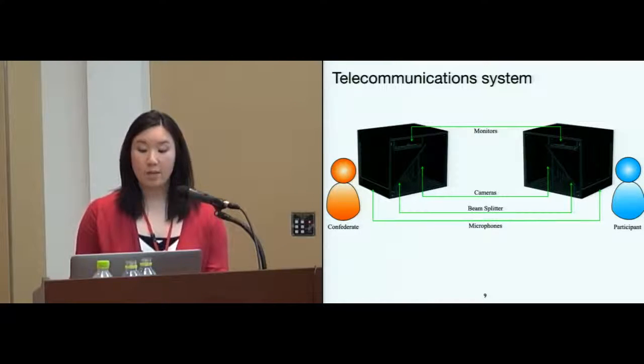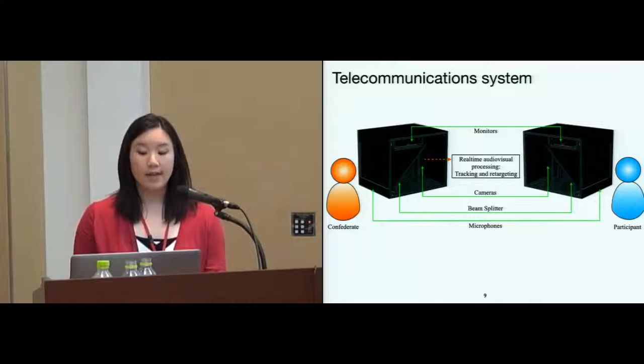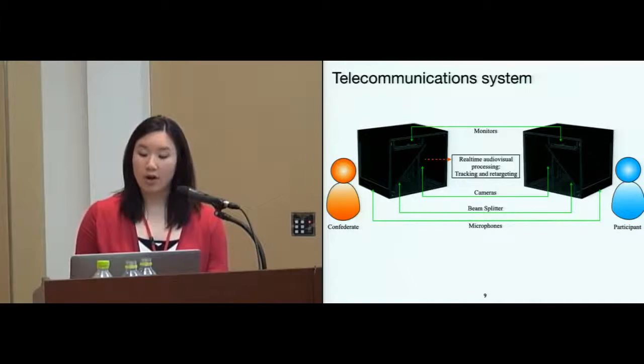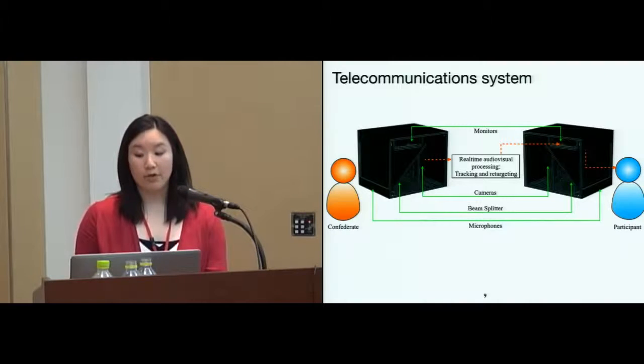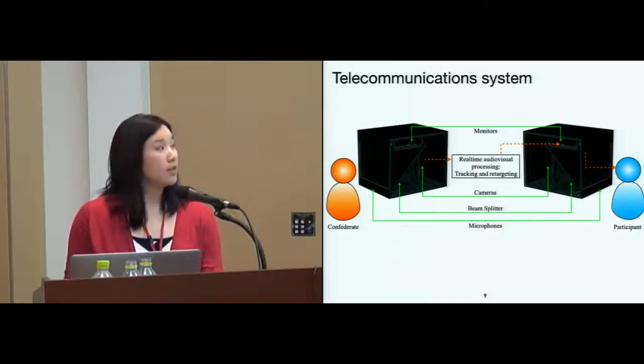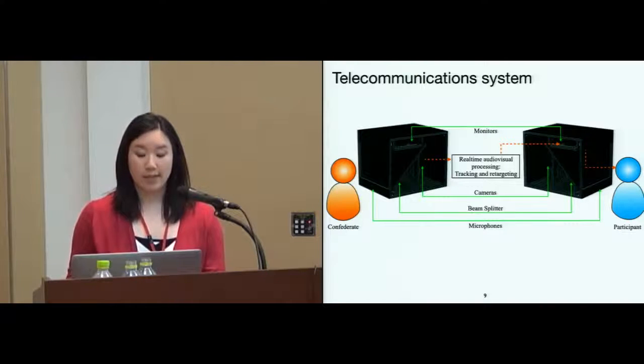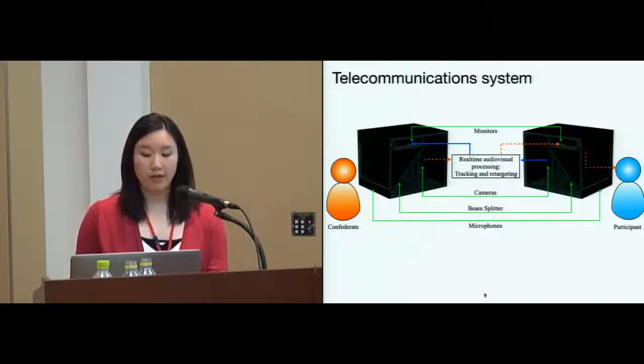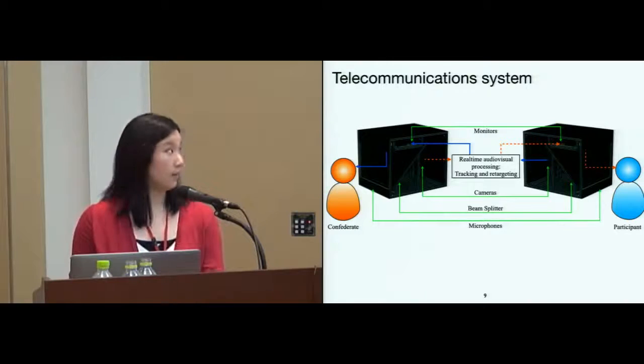The Confederate's camera would take video of the Confederate and send it to be processed. The processed video became the animation of the avatar, which was sent to the participant's monitor and reflected off the beam splitter for the participant to see. Similarly, the participant's video was sent to the experimenter's monitor and reflected off the beam splitter for the Confederate to see.